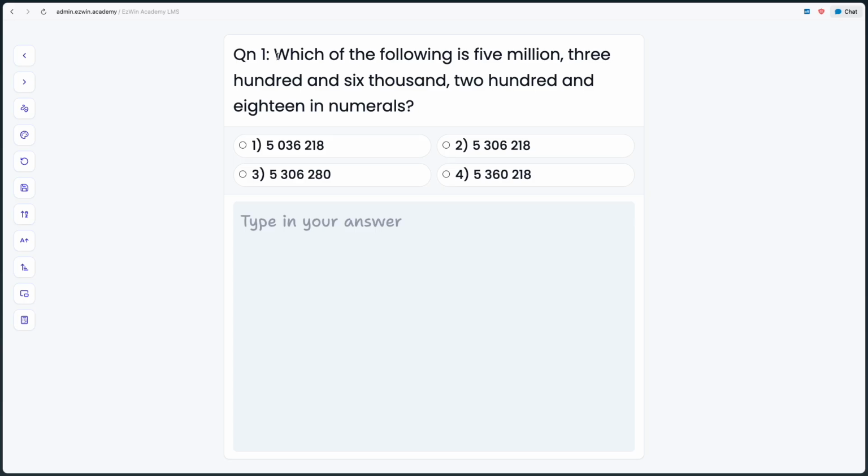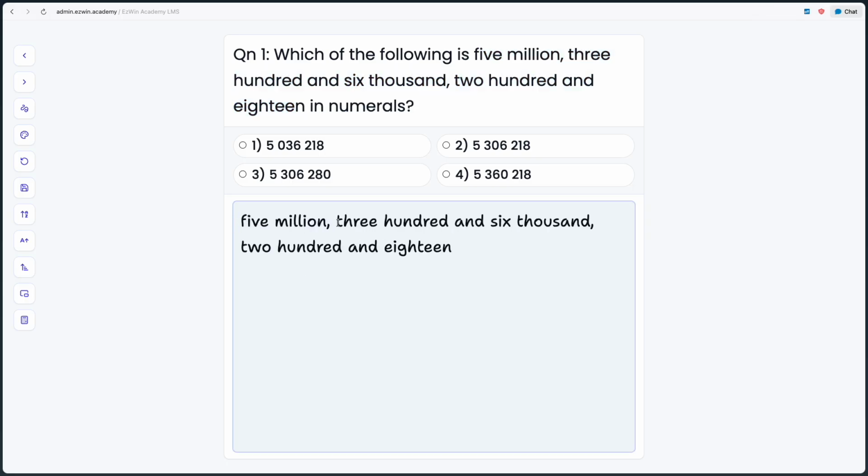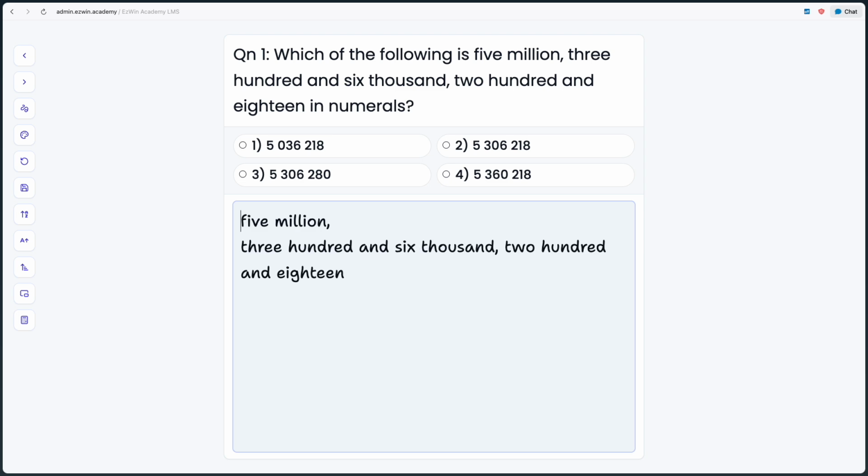Alright, question number 1. Which of the following is 5,306,218 in numerals? So let's copy all of this down and go through each of the different parts of the words here. Okay, so 5 million, I think it's pretty straightforward. All the options are 5 million, which is basically 6 zeros. Then the next one is 306,000. So we just put 306 and then we put 3 zeros at the back. And lastly, we have 218. So 218 will look something like this.